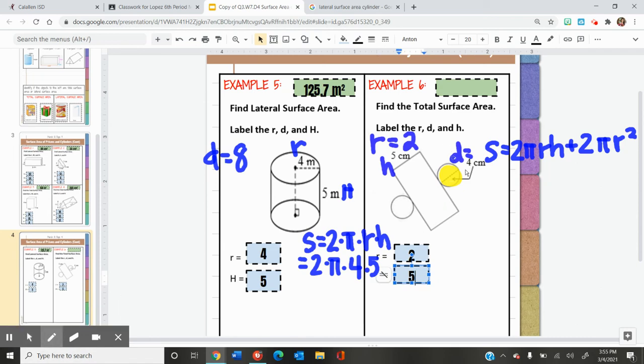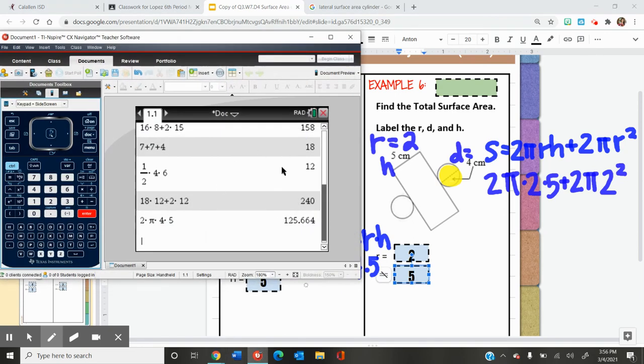So we have surface area equals 2 times pi times my radius, which was 2, times the height, which is 5, plus 2 times pi times the radius, which is 2 squared. Let's go ahead and plug that in. So we have 2 times pi times the radius, which is 2, times the height, which was 5, plus 2 times pi times the radius squared, so times 2 squared.